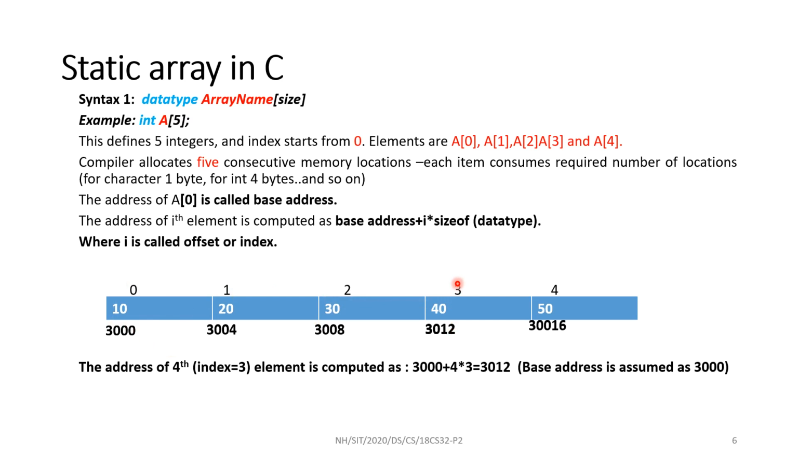Suppose to compute the address of the element at index 3, the formula is base address 3000 plus I, which is 3, into size of integer, that is 4. 4 into 3 is 12. 3000 plus 12 is 3012. In this way, I can access that particular element, and get the address of any data element. Remember that this is a formula, a relation to compute the address of the ith element in the array.